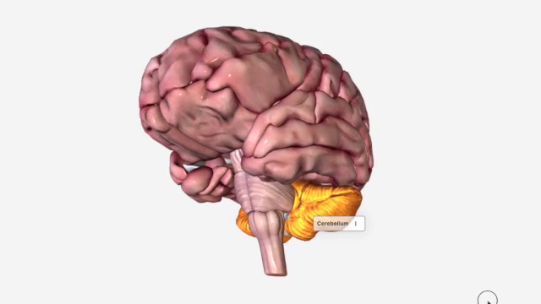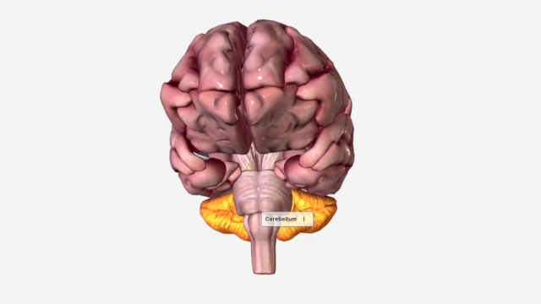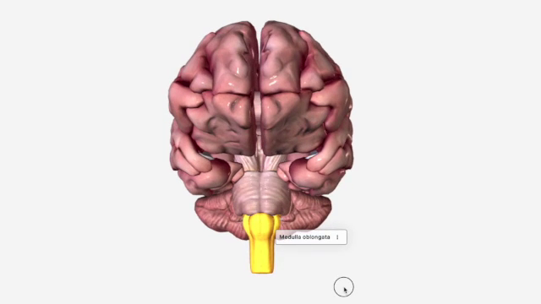Now we're going to look at the brainstem. The brainstem is the most inferior portion of the brain and consists of the pons, medulla oblongata, and the midbrain. So here's the midbrain, here's the pons, and here's the medulla oblongata. The midbrain is the most superior portion of the brainstem, like I showed right here, and it monitors vision, hearing, motor control, sleep, and temperature regulation.